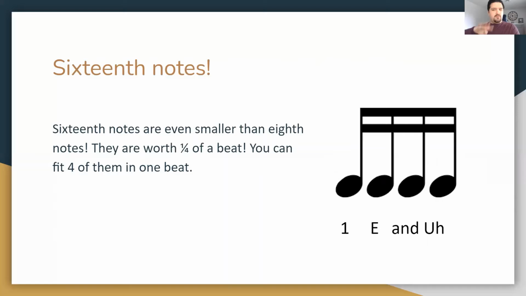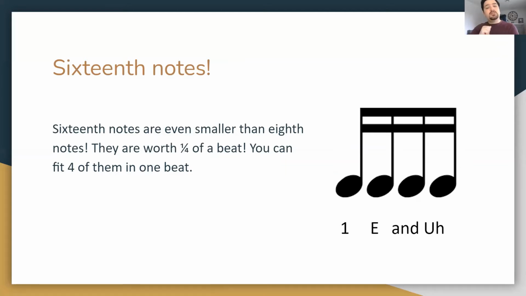All right. So let's say we want to do 4 beats of 16th notes. That's a lot of 16th notes. Well, it's going to sound like this. 1 E and a, 2 E and a, 3 E and a, 4 E and a. All right. Let's try doing that together. Let's get our hands ready. We're going to do 4 beats of 16th notes. Ready and go. 1 E and a, 2 E and a, 3 E and a, 4 E and a.